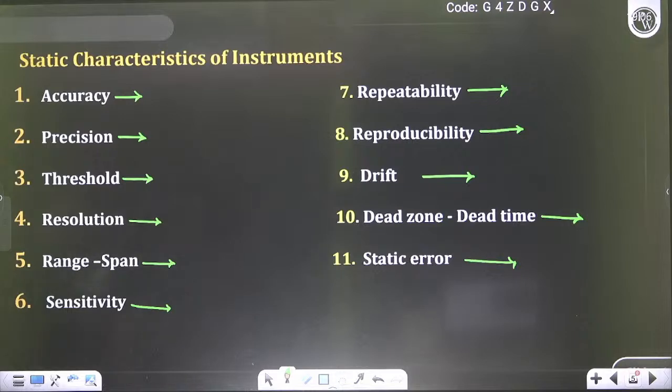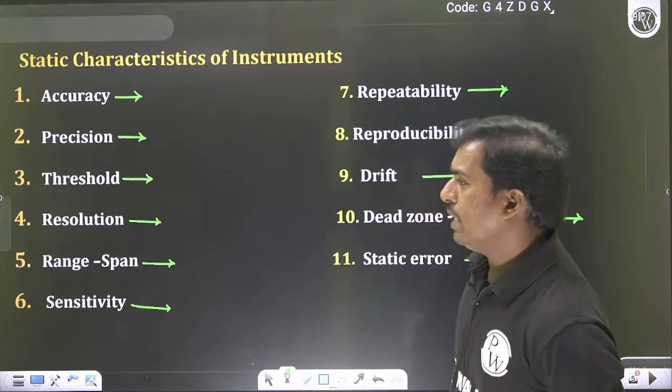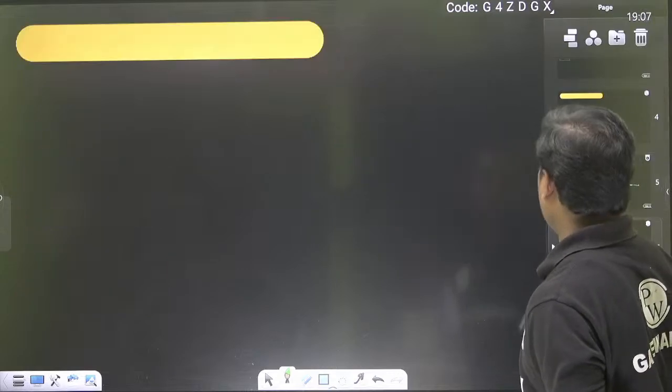So having a list of all these topics as a beginning itself will be very useful for the students, because these particular topics are very, very essential in the list of instrumentation and in the list of electrical. So first of all, if you see the static characteristics of these instruments, what is accuracy, what is precision, what is threshold, what is resolution? Just let us have a brief introduction.